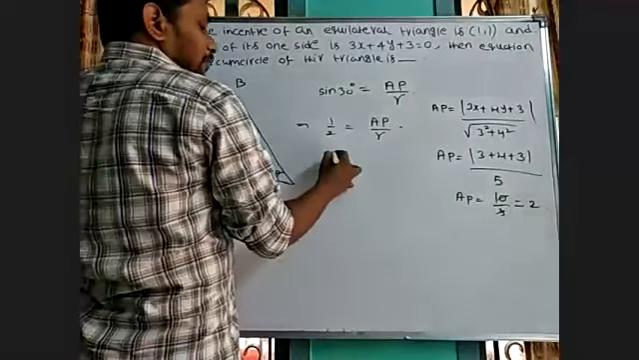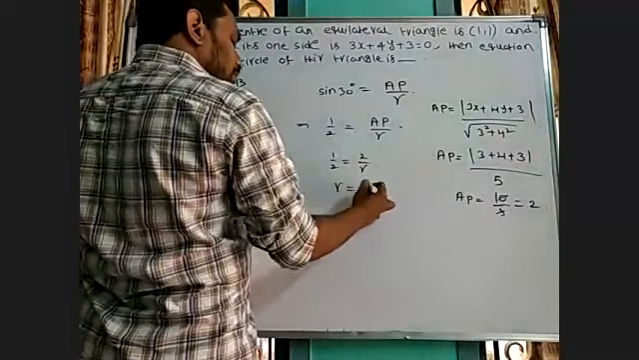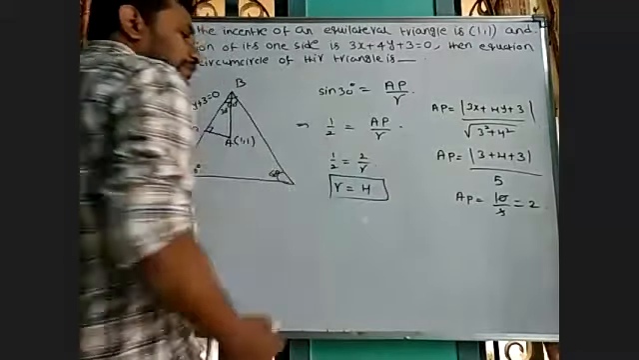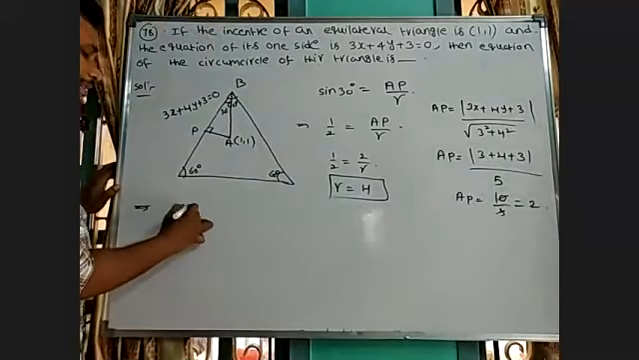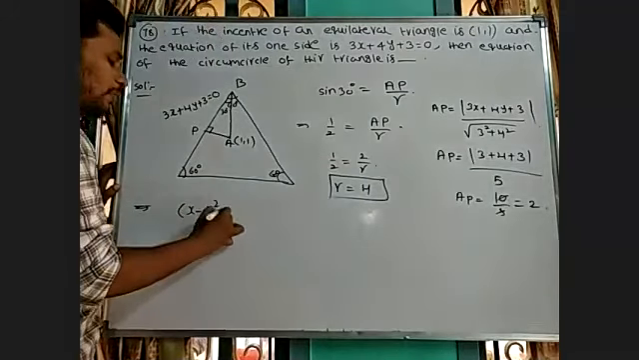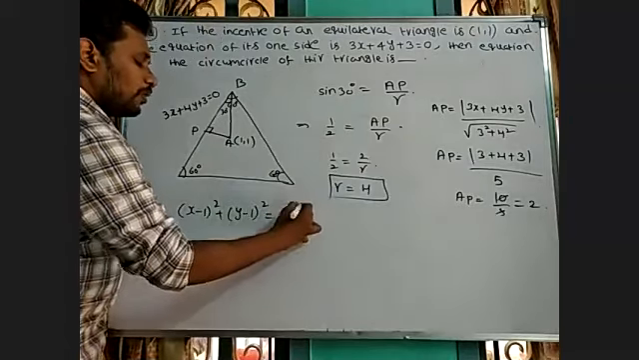AP value is now 2. We are getting 1/2 is equals to 2/r. From this r is equals to 4. Radius we are getting 4. Center is 1, 1. Equation of the circle: (x − 1)² + (y − 1)² is equals to 4².